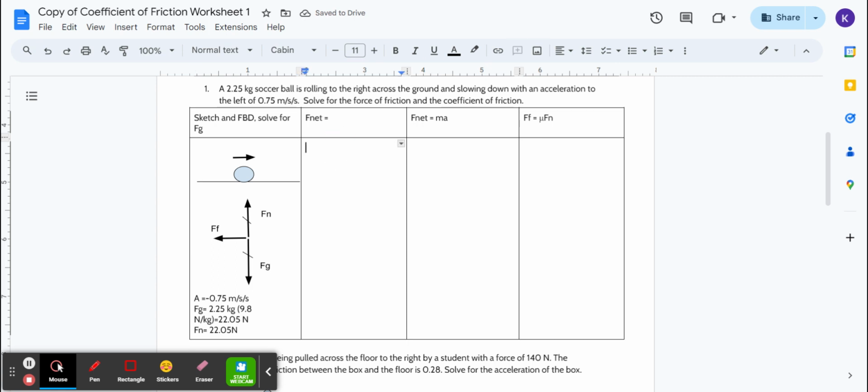Next, I'm going to write my free body diagram equation. It is still a horizontal problem, so it's going to be right minus left. There is no force to the right, so it's going to be 0 minus FF. I can't solve for that yet because I wasn't given the force of friction. I can solve for the net force because I was given the mass, 2.25 kilograms, and the acceleration, negative 0.75 meters per second per second.